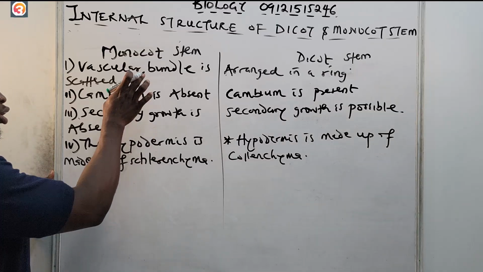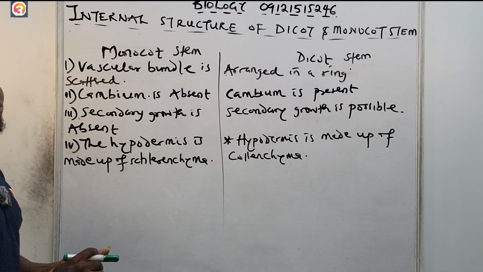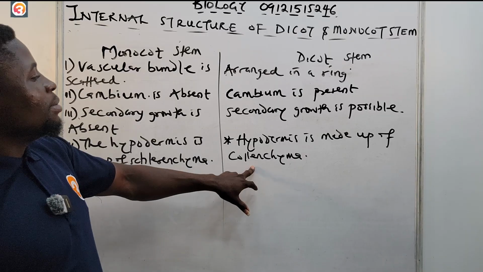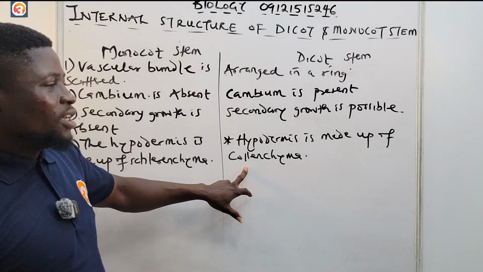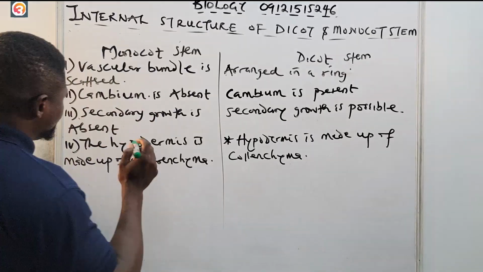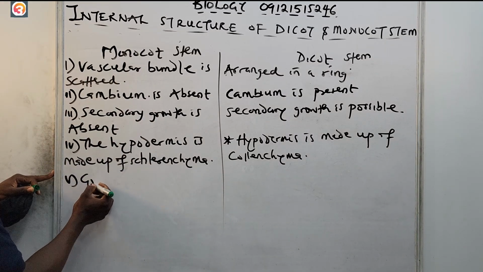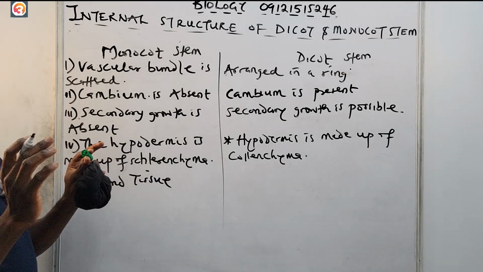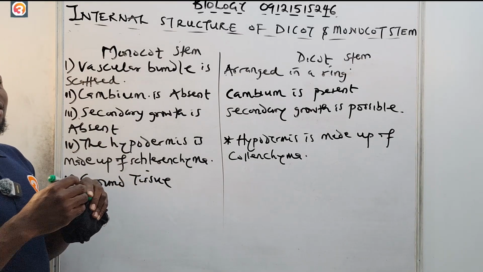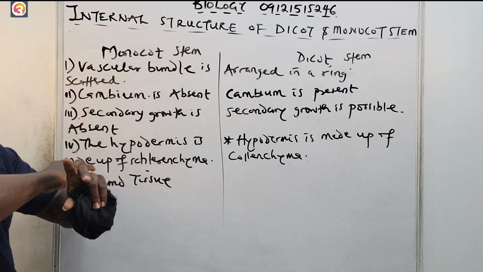Okay, for the monocot stem, the hypodermis of a monocot stem is made up of sclerenchymatous cells, while the hypodermis of a dicot stem is made up of collenchyma cells. Take note of that. Also, ground tissue, number five. Like we already know about the ground tissue, it is not distinct. The parts are not clearly differentiated.